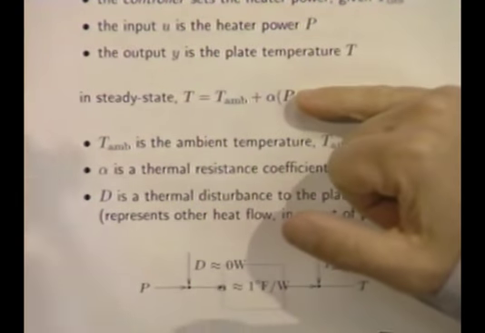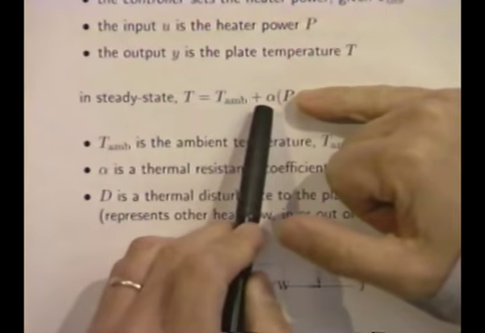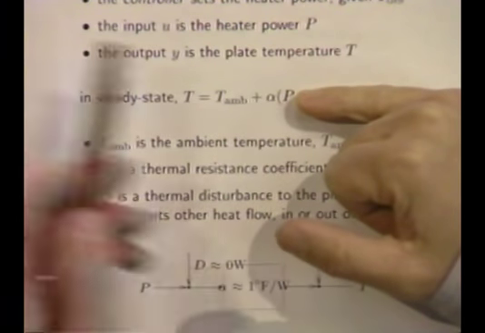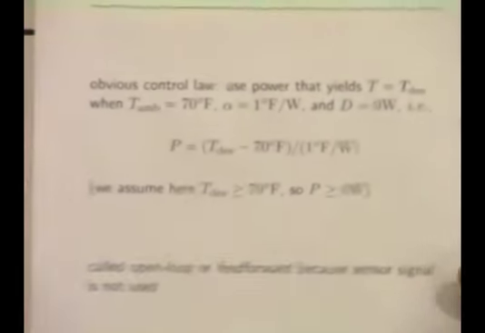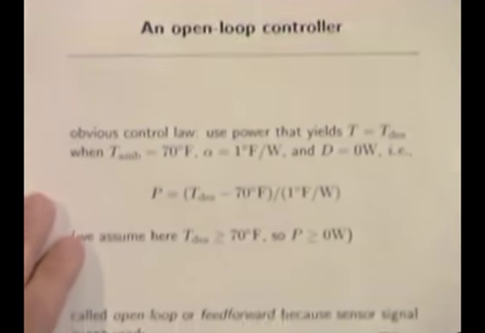So we'll just ignore it, and we'll say, look, the temperature rise you get is just alpha times P. Alpha is 1, right? So in fact, it's very easy to construct a table that says if the person wants 130 degrees Fahrenheit, we know what power to put in. It's 70 plus, I don't know, what's 60? Yeah, so you need 60 watts or something like that. In other words, this is going to be called an open loop controller.